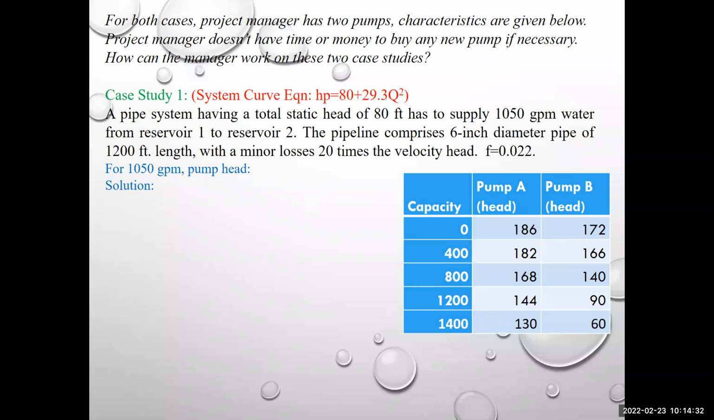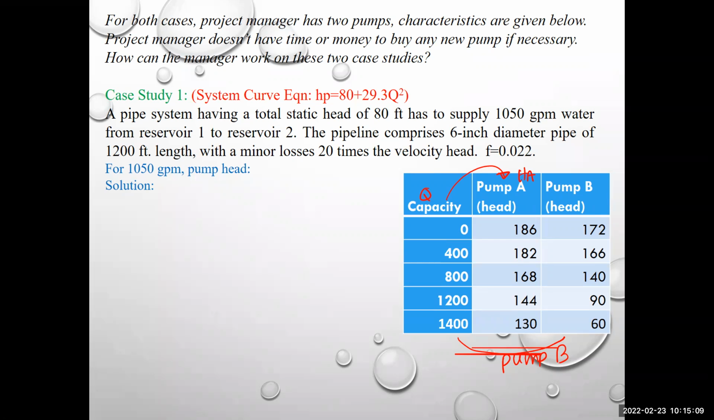For both cases, the project manager already has two pumps on the site, okay? And the pump characteristics are given below in this table. This is pump A, the Q versus HA, and this is pump B, Q versus pump B. You can see they are not identical pumps. They have different characteristics, but they have kind of similar head for the same Q.